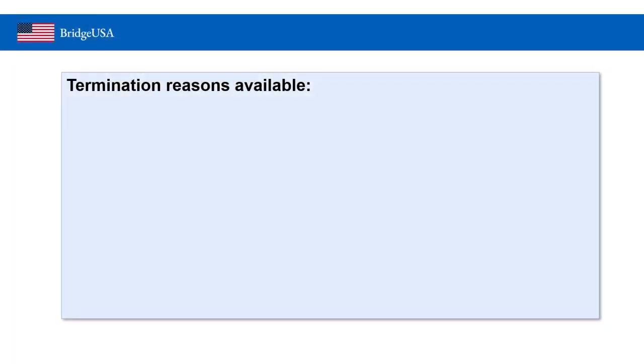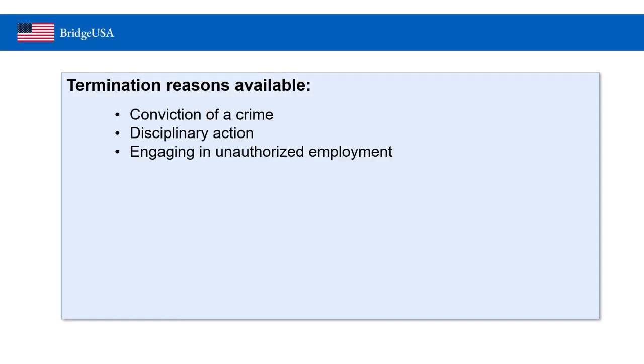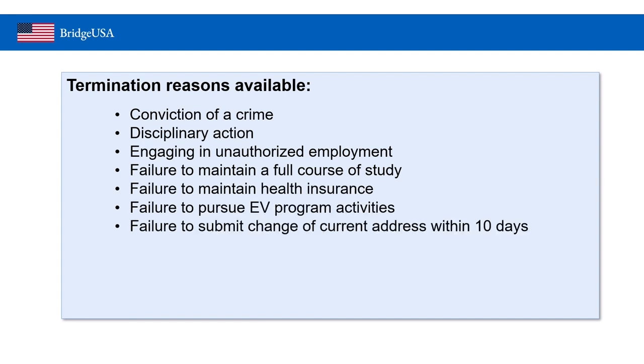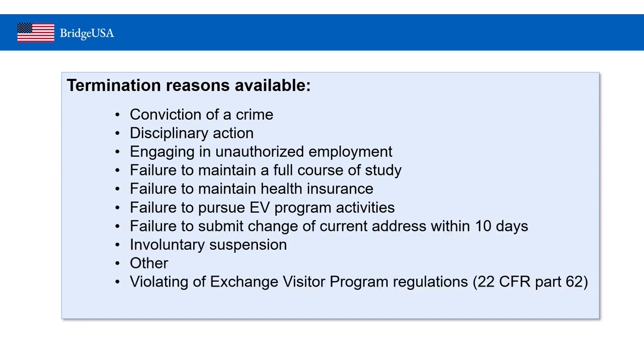The available termination reasons are conviction of a crime, disciplinary action, engaging in unauthorized employment, failure to maintain a full course of study, failure to maintain health insurance, failure to pursue EV program activities, failure to submit change of current address within 10 days, involuntary suspension, other, violation of Exchange Visitor Program regulations, and violation of sponsor rules.